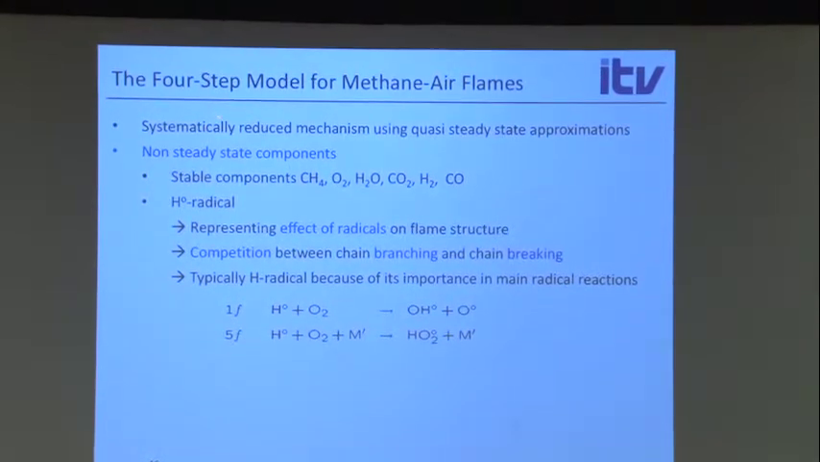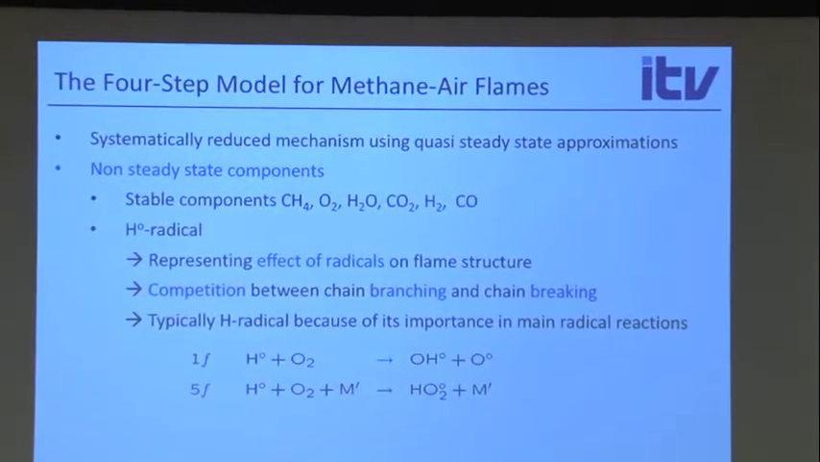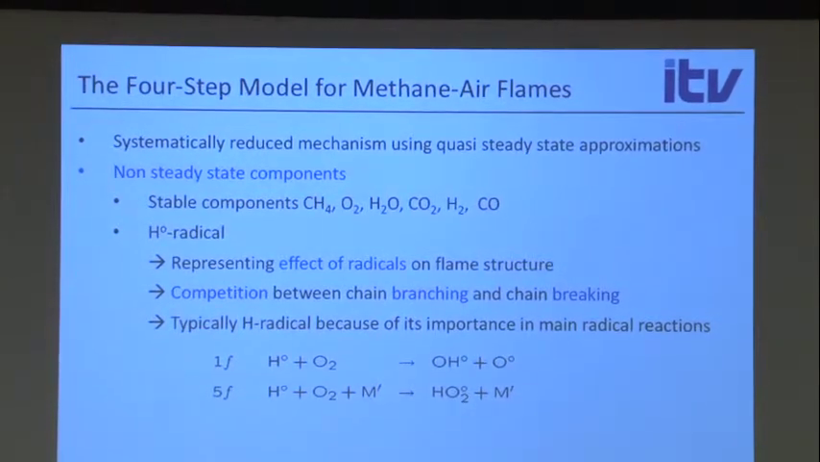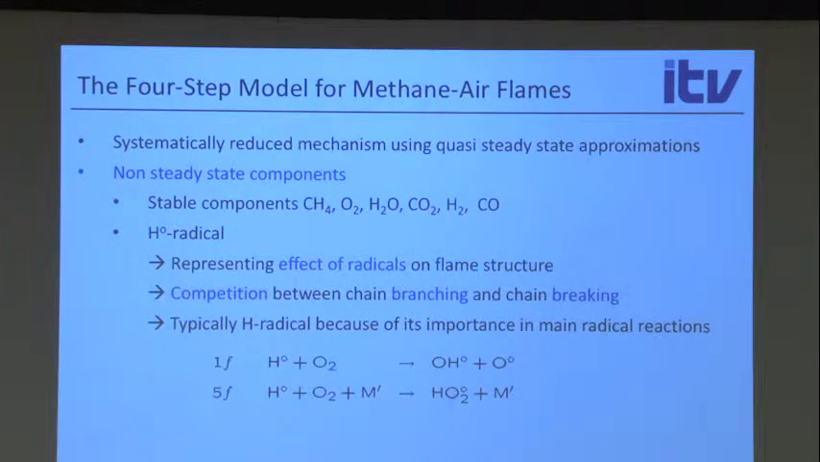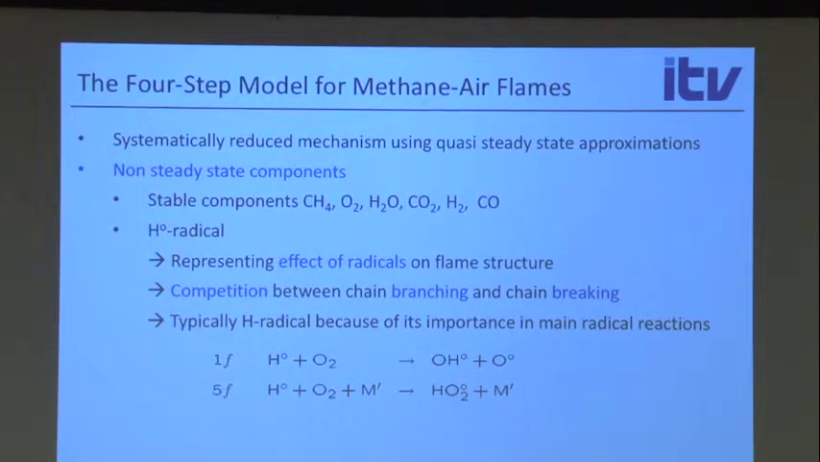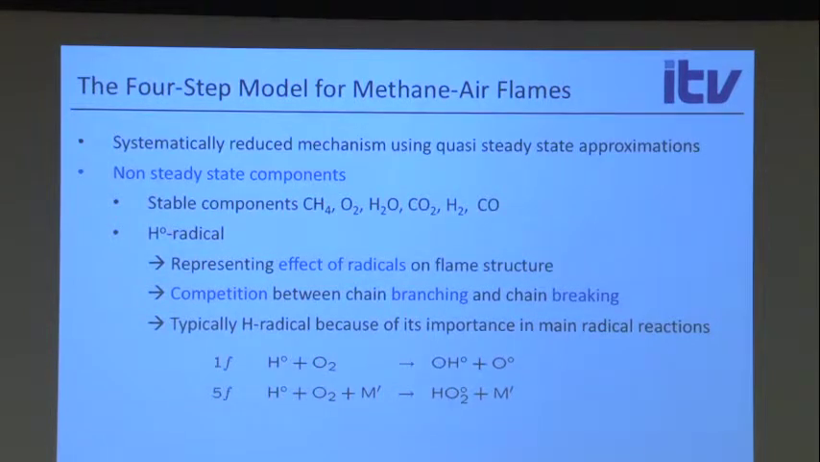So the systematically reduced mechanism uses quasi-steady state approximations. So we assume that certain species, mostly radicals, are formed, but then they're very, very quickly consumed, which means their concentration will always be very low, always be very small, and at the same time, it will not change very much. So this leads then to analytic approximations for the mass fractions of these species.